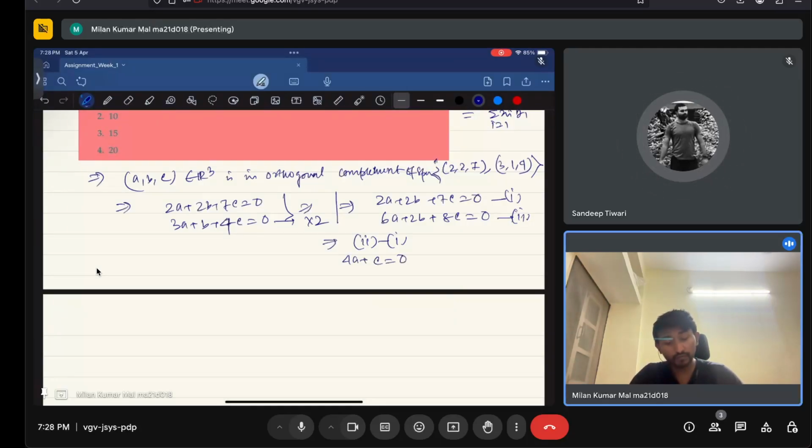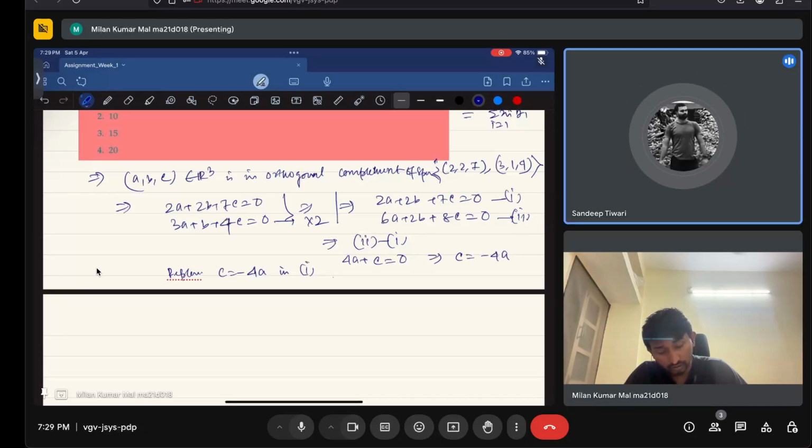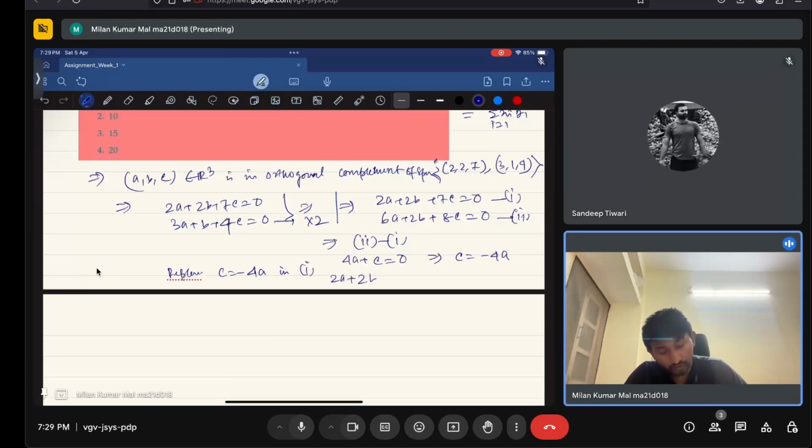If I subtract 1 from 2, we get 4a + c = 0, which implies c = -4a. Now I replace c = -4a in any equation, say 1. We need to find b also in terms of a. So c will be -28a.